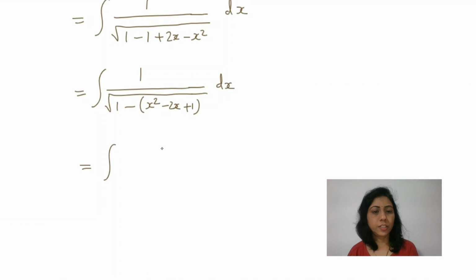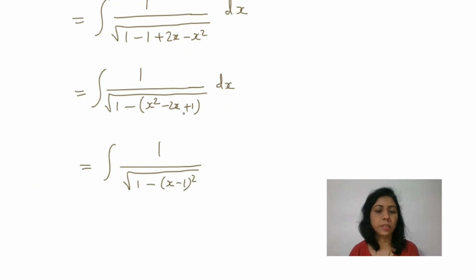Here, integration of 1 upon square root of 1 minus, and this one we can write as x minus 1 whole square. We factorize, so we get x minus 1 square, and 1 we can write as 1 square.